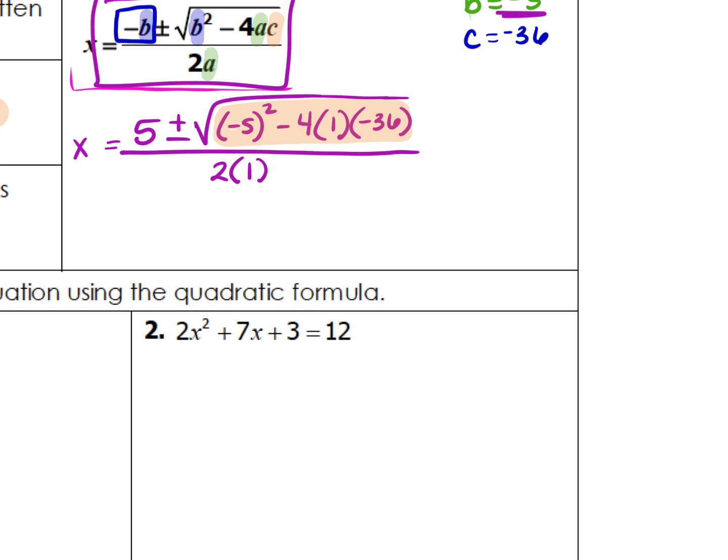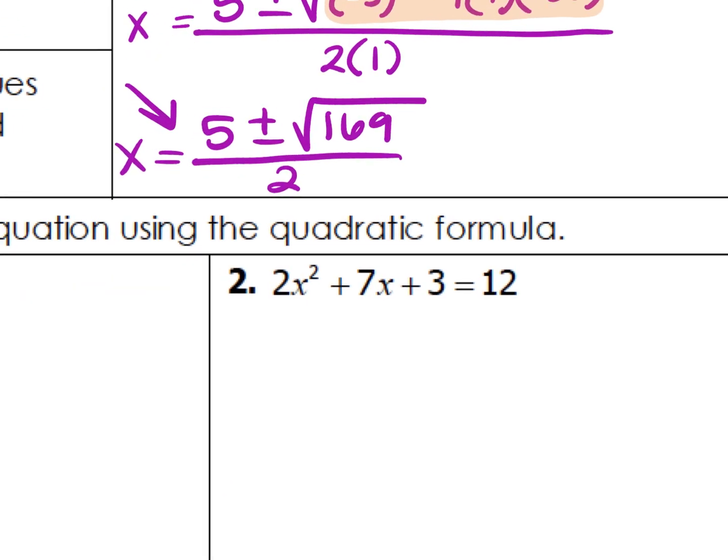Okay? You should have gotten 5 plus or minus the square root, right? We haven't done anything different yet. When you plugged in the highlighted, you should have gotten 169. So we're just going to replace all of our laid out numbers with one number. And then 2 times 1 is 2. Okay? If you can get from here to here correctly, I'll give you some points for that too.